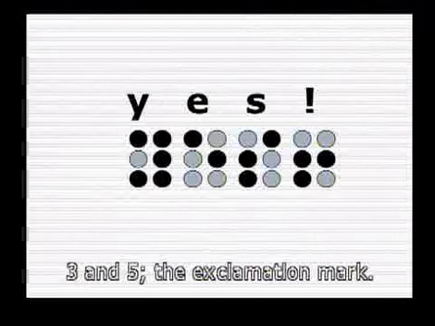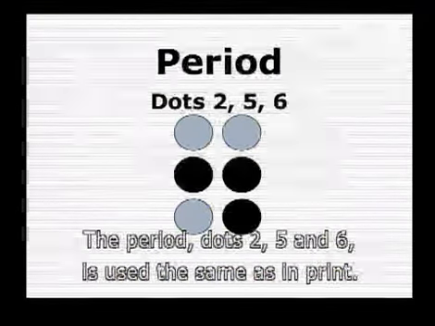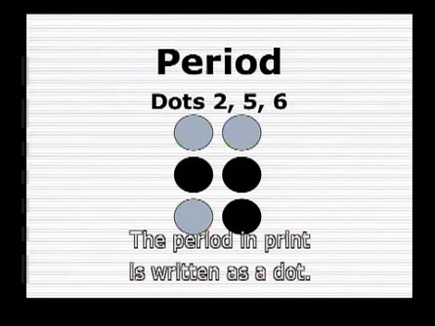The period, dots 2, 5, and 6, is used the same as in print. The period in print is written as a dot.